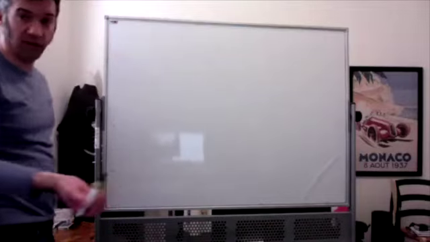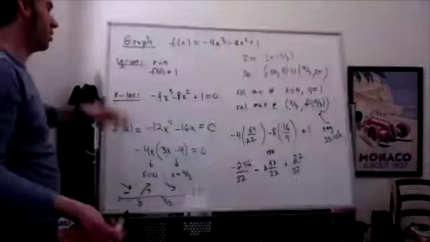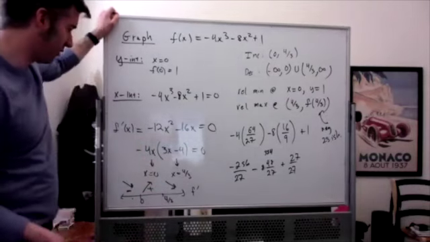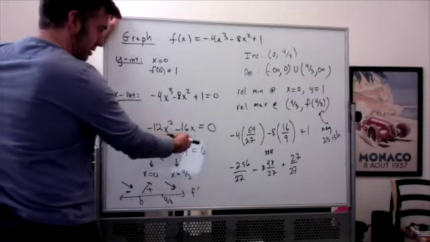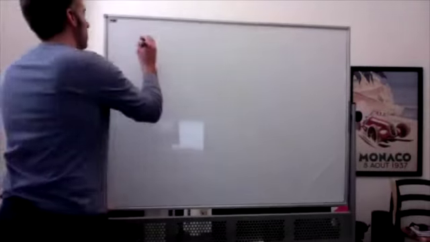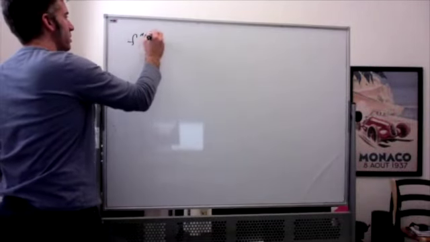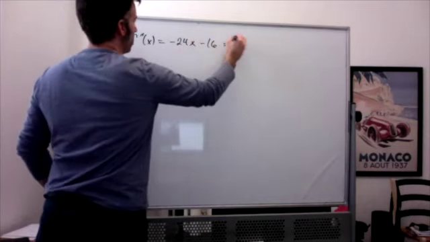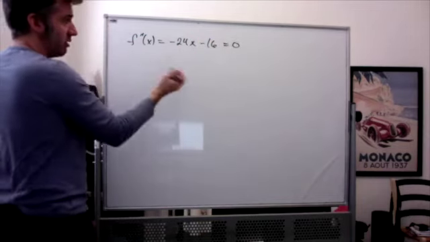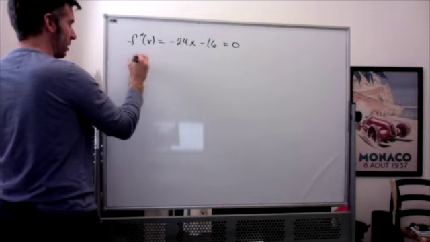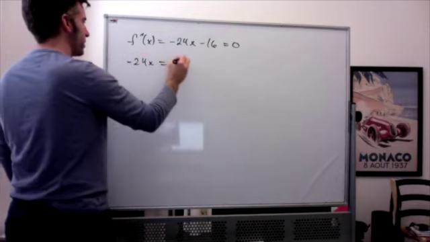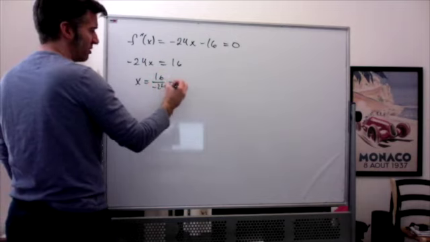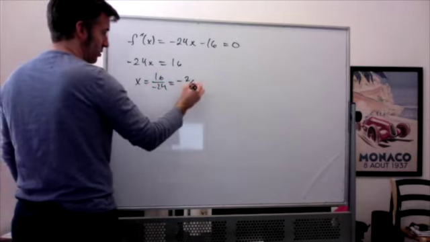Let's go ahead and look for inflection points. So we'll take the second derivative. Here's my first derivative. My second derivative is going to be negative 24x minus 16. So that equal to 0. Here you can just solve for x because you've just got one x. So negative 24x equals 16. x equals 16 over negative 24, which reduces to negative 2 thirds.